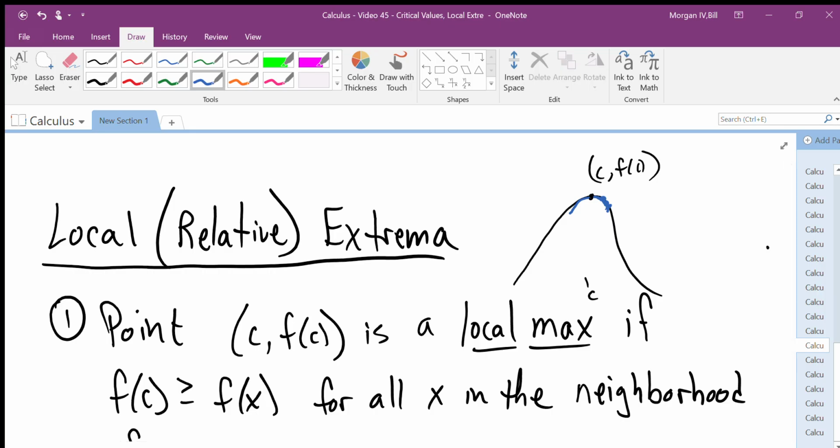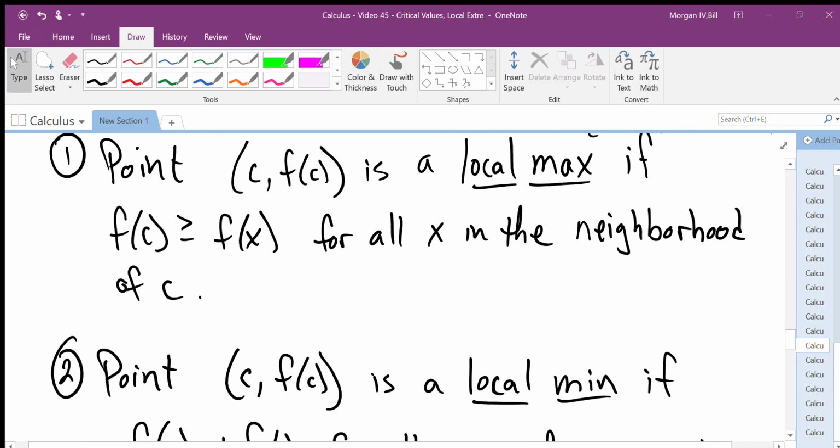How big is the neighborhood? Well, we get to define how big our own neighborhood is, and within a particular neighborhood, that's the highest point. That's what it means to be a relative extrema. It does not mean that it's the highest point on the entire curve. This curve may come over here and go up again and then back down again. This (c, f(c)) is still the highest point in its neighborhood. That makes it the relative extrema.